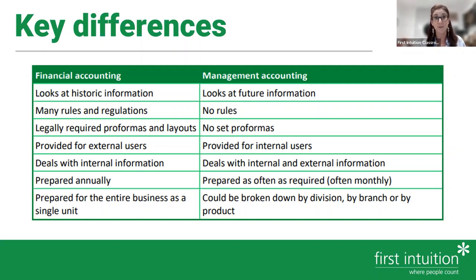So I've used quite a few examples already of a specific product. We want to know information specifically about that product line, potentially about geographies I mentioned. Other examples here are divisions or branches. So specifically breaking it down. So they're the key differences between the two.